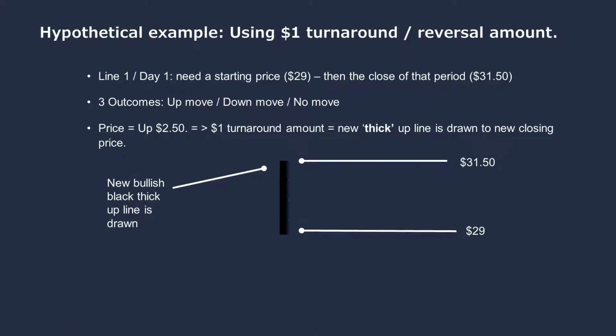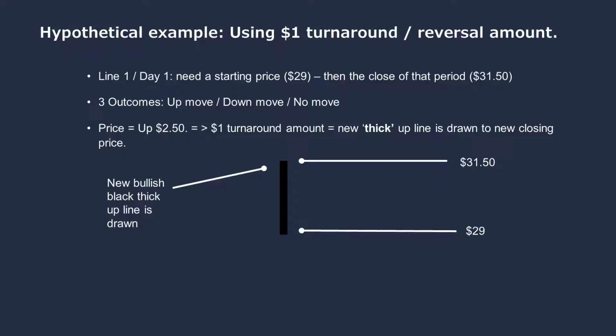So we need a base price to start our chart from, but even before that we need to create something called a turnaround reversal amount. In this example I'm going to use $1. So that means when the price moves more than $1, the Yin and Yang lines, the bullish and bearish lines, can possibly change in terms of direction. So in our example, the starting point is $29 because that's our base price, and it actually closed at $31.50.